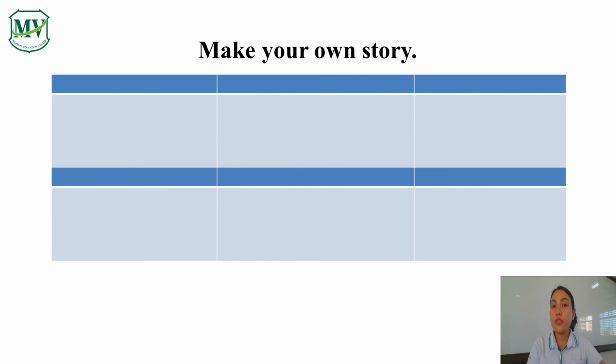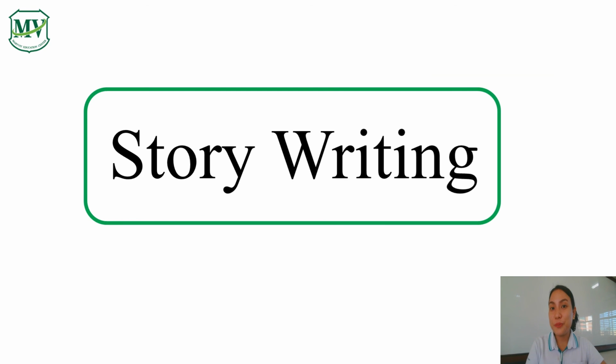After you make your own story, remember to make an illustration, draw your story, and color it using your color pencils or your crayons. After that, don't forget to take a picture of your story. So, did you understand your activity for this week? If you are finished with your story, kindly take a picture and send it to us. Your English teachers are excited to see your work.